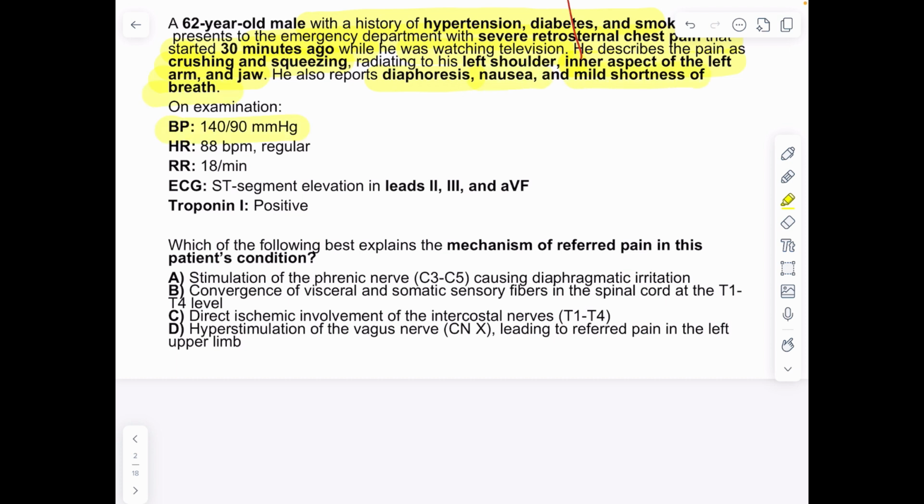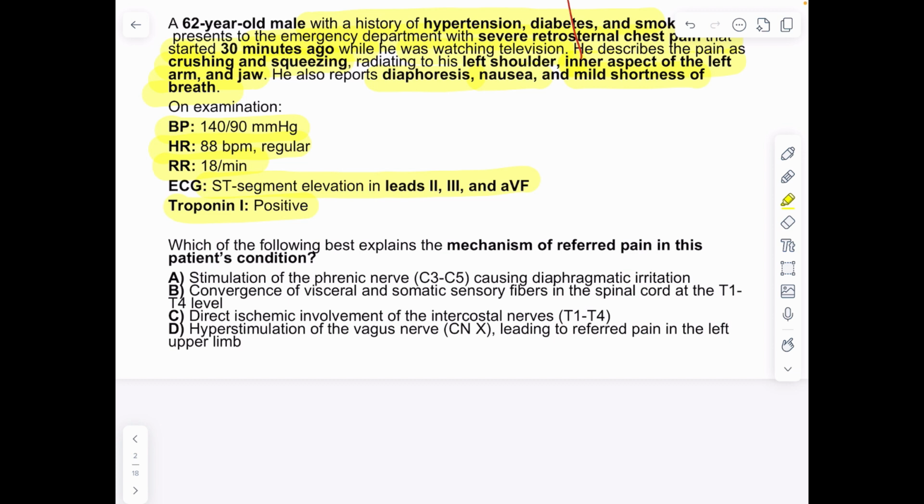On examination, the BP is found to be slightly elevated. The heart rate is slightly elevated, but it is regular. Respiratory rate is near normal. On the ECG, you are getting ST segment elevation in leads 2, 3, and aVF, and troponin I is also positive.